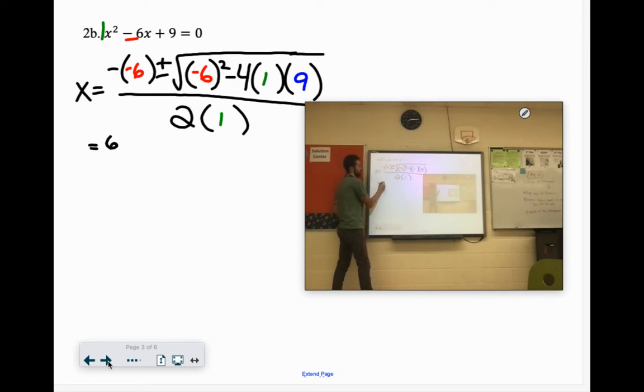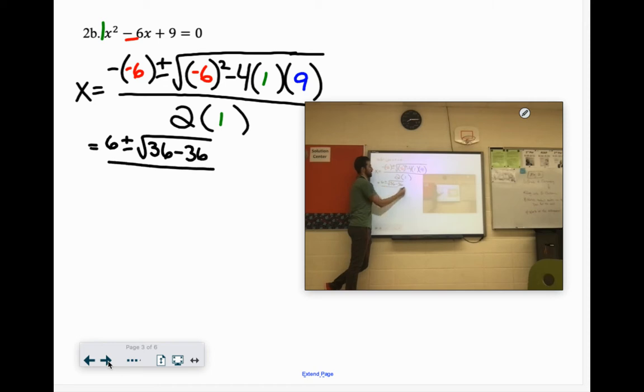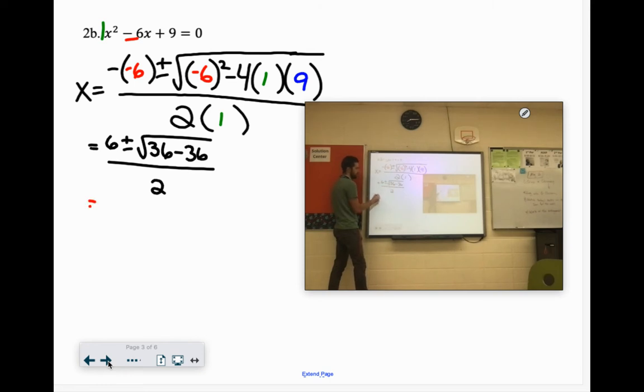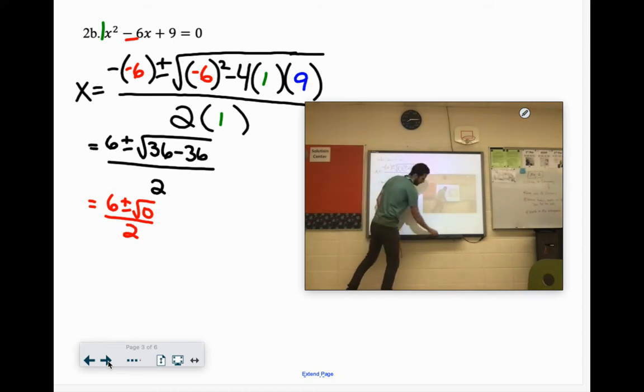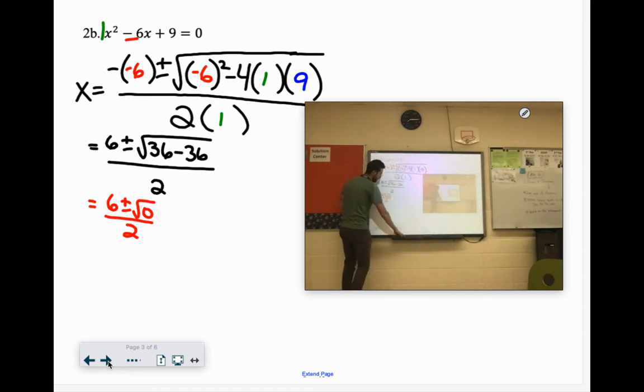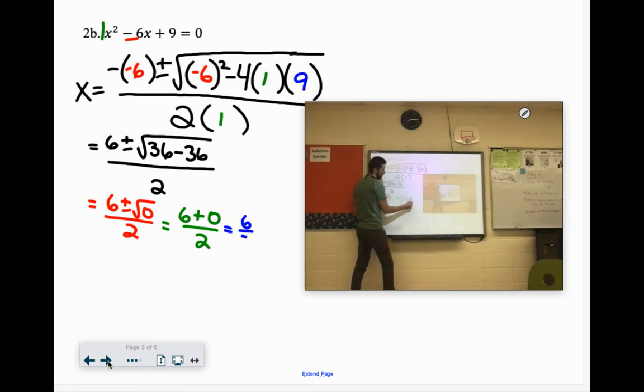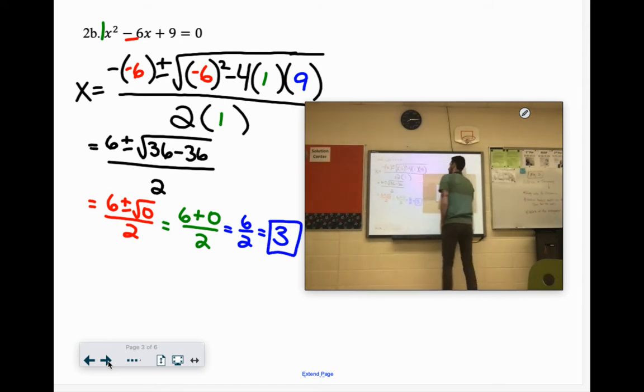The opposite of negative 6 is 6, plus or minus. Negative 6 squared is 36. 4 times 1 times 9 is 36. 2 times 1 is 2. 36 minus 36 is 0. Now, what's the square root of 0? It's just 0, right? There's no such thing as negative 0. So this is just really 6 plus 0 divided by 2. Now 6 plus 0 is 6. And 6 divided by 2 would give us 3. So we only had one solution on this problem because the discriminant came out to 0.